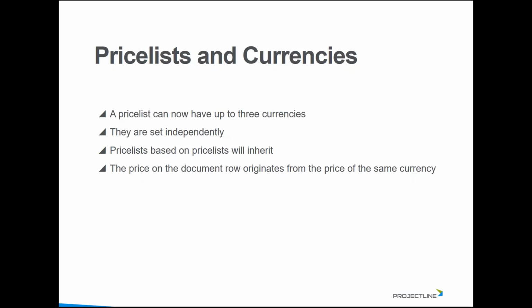So for example, when we've got a price list with both a Canadian and US price, when we deal with a business partner that's Canadian, they'll get the Canadian price off that price list. When they deal with a US business partner, we'll get the US price off that. So let's take a look at that.